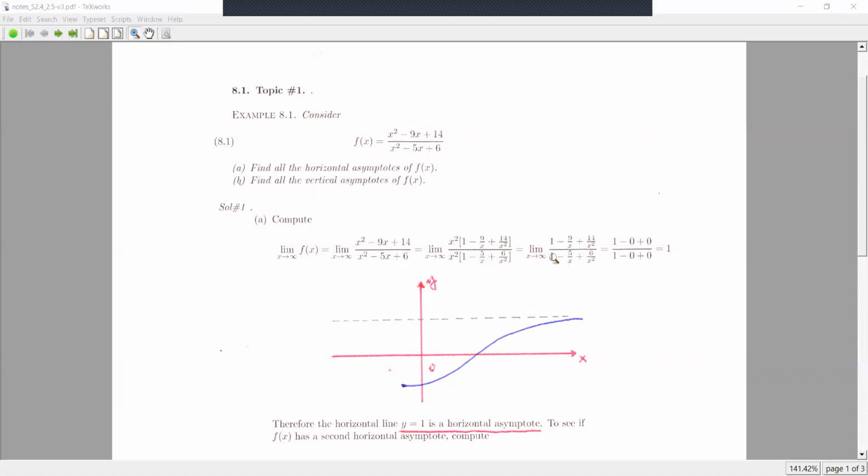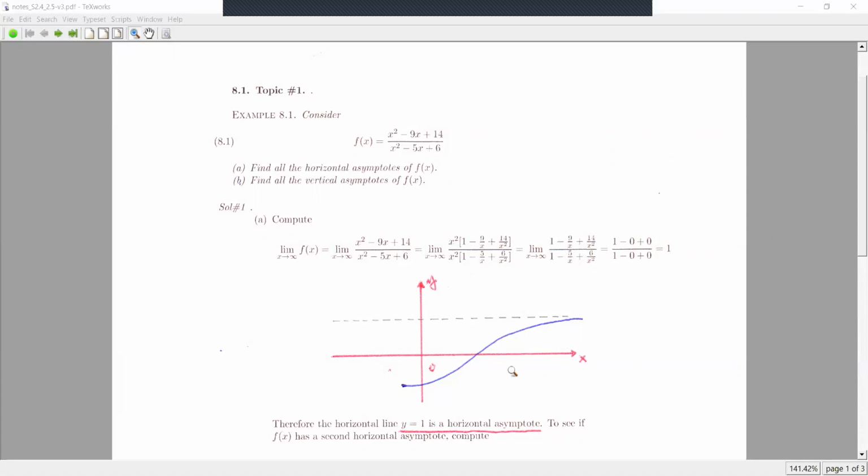As x approaches infinity, 9 divided by x should approach 0. And also this quotient approaches 0. 5 over x should approach 0. 6 over x squared approaches 0. So this whole function, when x approaches infinity, will approach this number. This number is 1. Therefore, as x approaches infinity, the function approaches 1.